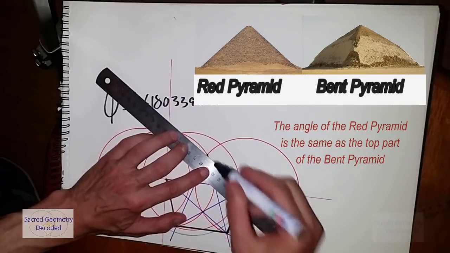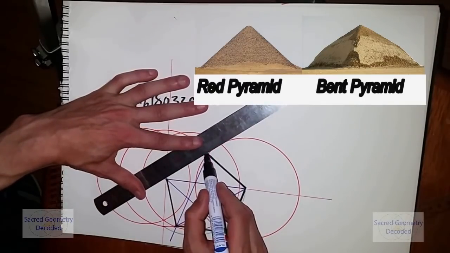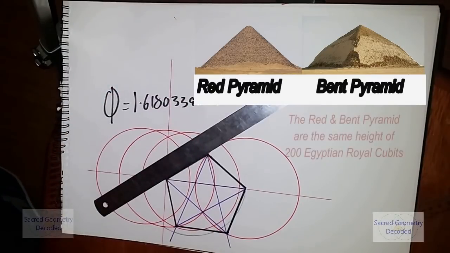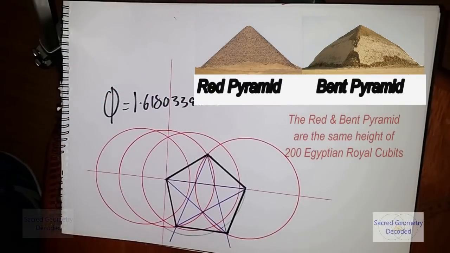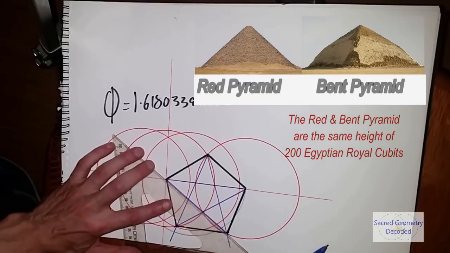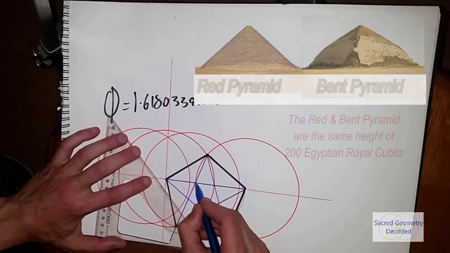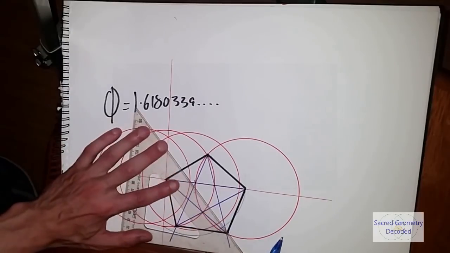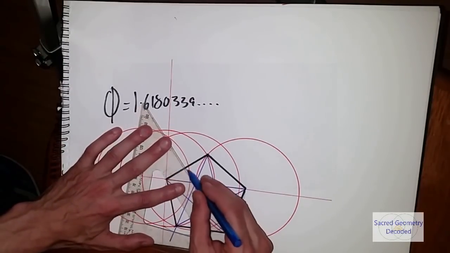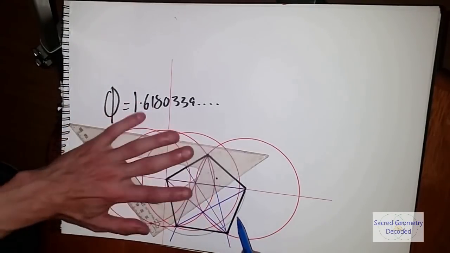So with a pentagon, okay, what we have now is, firstly, the Bent Pyramid and the Red Pyramid are of the same height, so that's their first connection. They're both 200 royal cubits high. Now what we need to do is to find the center of this pentagon, so start with this. From this point through here, we're going to do the same from this point through there.